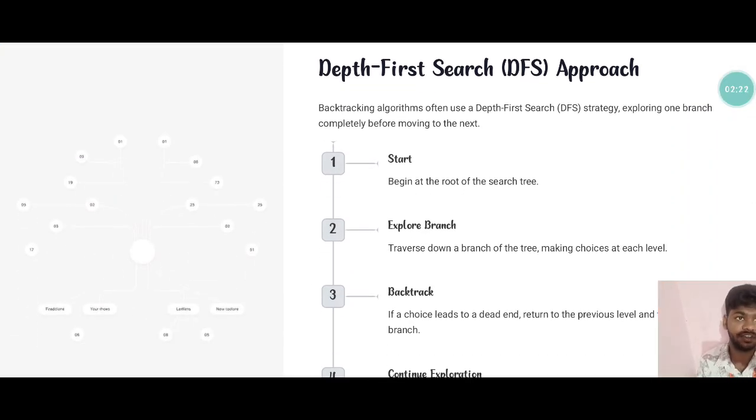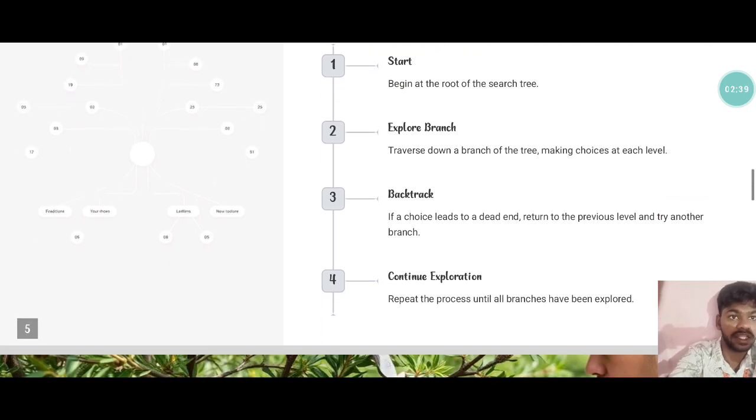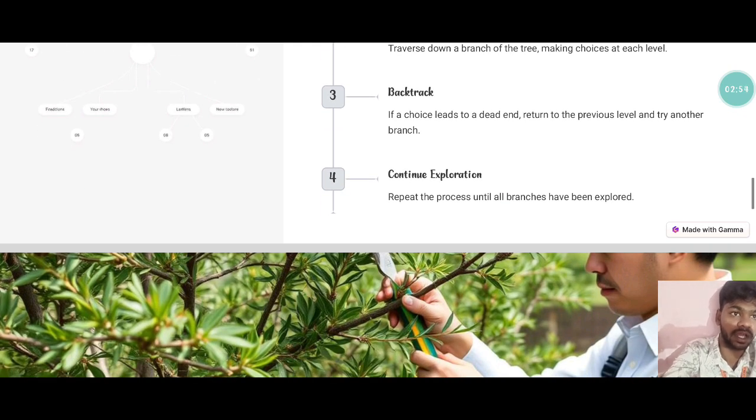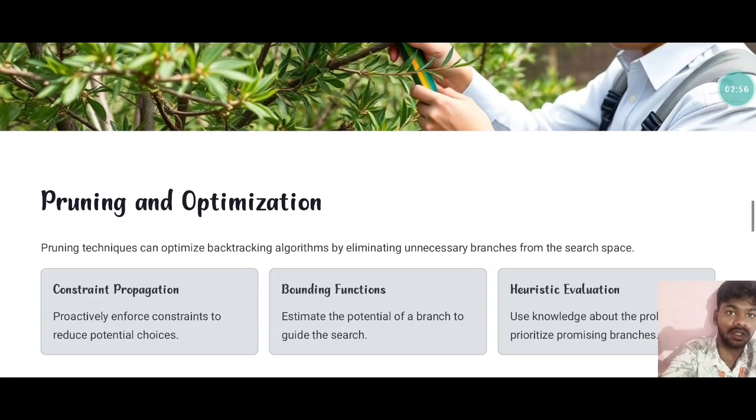Depth first search (DFS) approach. Backtracking algorithms are often used with a depth first search (DFS) strategy, exploring one branch completely before moving to the next. First one, start: begin at the root of the search tree. Second one, explore branch: traverse down a branch of the tree, making choices at each level. Third one, backtrack: if a choice leads to a dead end, return to the previous levels and try another branch. Fourth one, continue exploration: repeat the process until all branches have been explored.